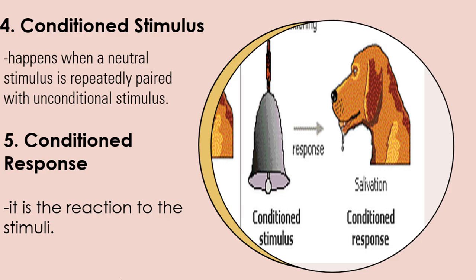Number 4, conditioned stimulus. This happens when a neutral stimulus is repeatedly paired with an unconditioned stimulus. This means a once neutral thing like a sound or object gains meaning after being paired with something natural, so it can now trigger a response on its own. And number 5, conditioned response. This is the learned reaction that happens when the conditioned stimulus is presented.